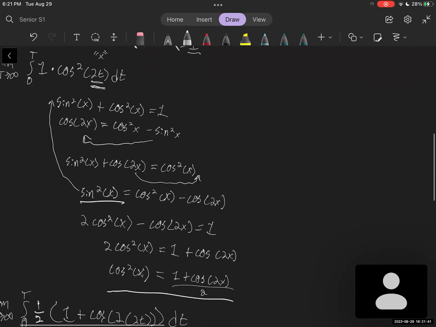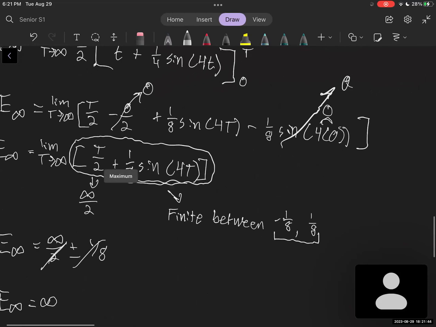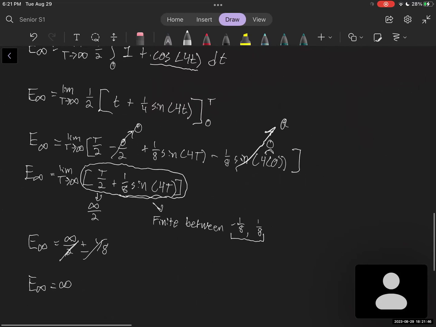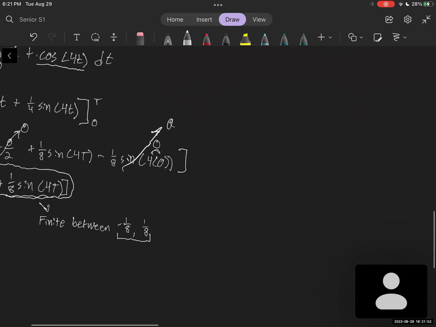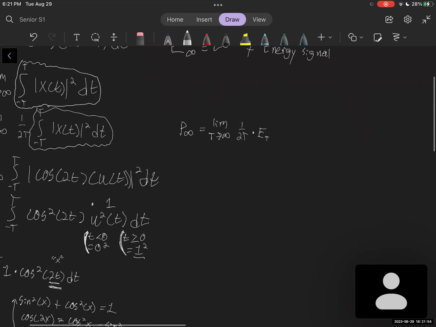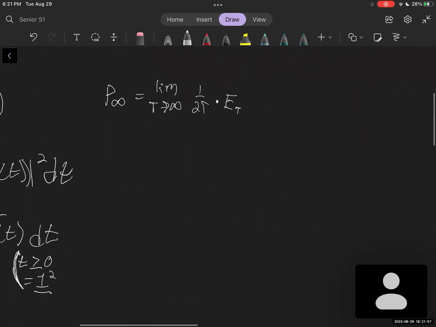So we can plug in the equation that we got down here after we evaluated our integral. So we get t over 2 plus 1/8 sine of 4t. So we're going to get our power is equal to the limit as t goes to infinity of 1 over 2t times t over 2 plus 1/8 sine of 4t.